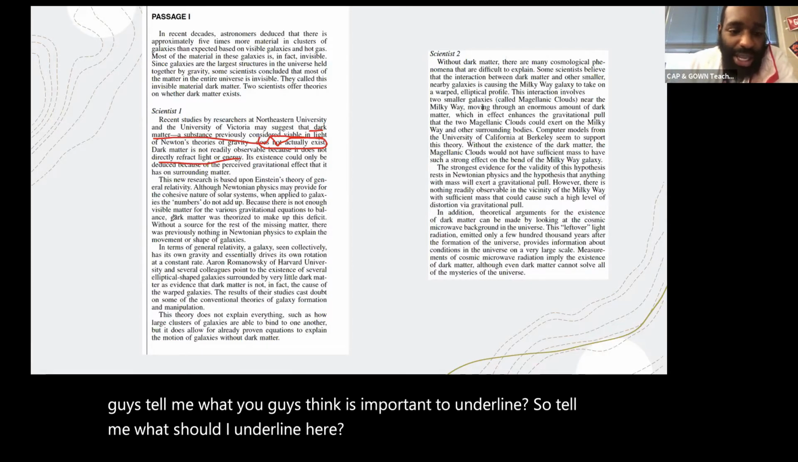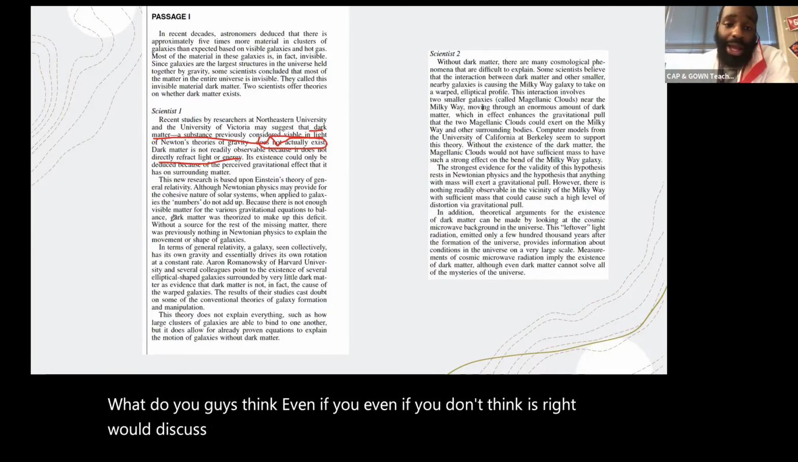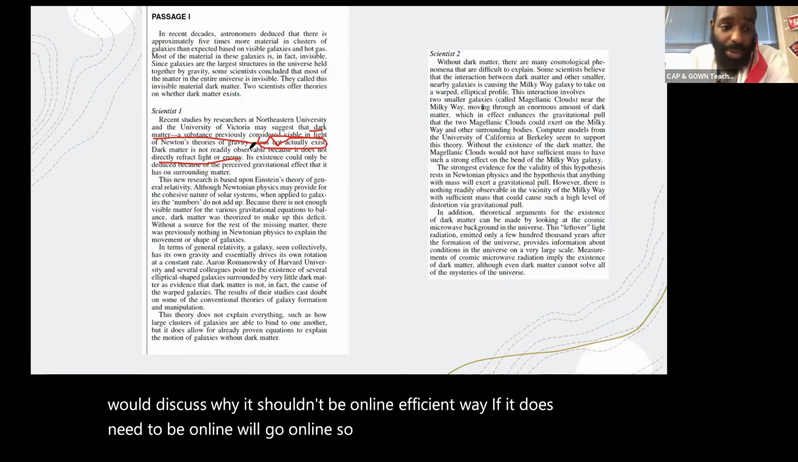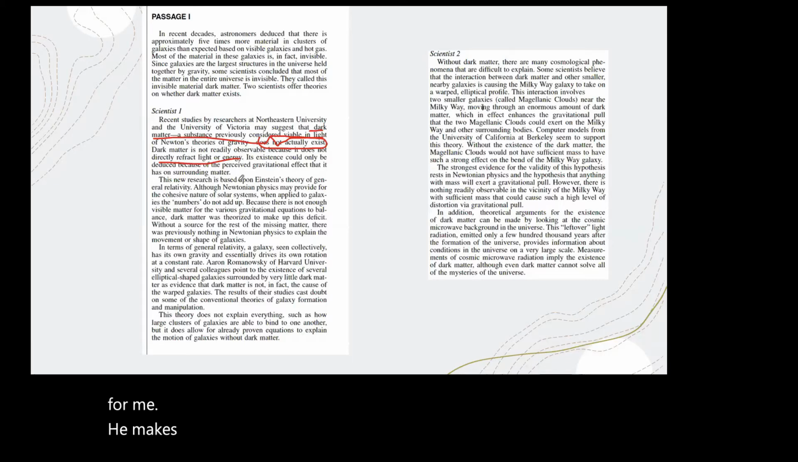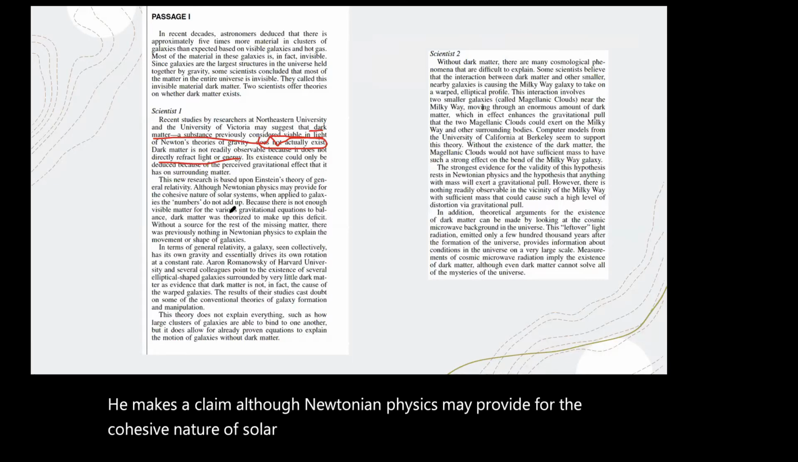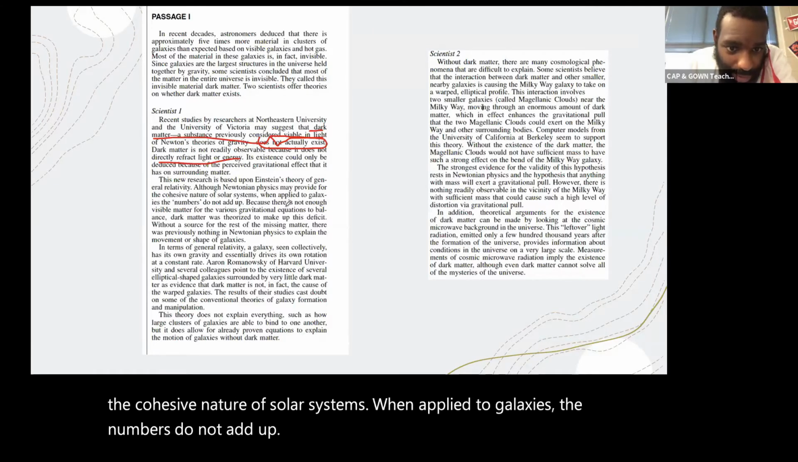What do you guys think? Even if you don't think it's right, we'll discuss why it shouldn't be underlined if it shouldn't. And if it does need to be underlined, we'll go to underline. So I need everyone's input here for me. He makes a claim, although Newtonian physics may provide for the cohesive nature of solar systems, when applied to galaxies, the numbers do not add up. All right, so keep going. What else do we see there?